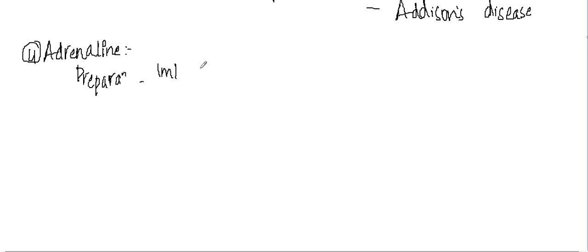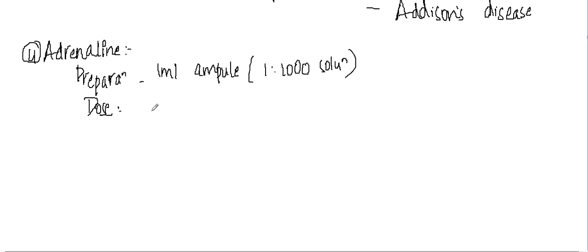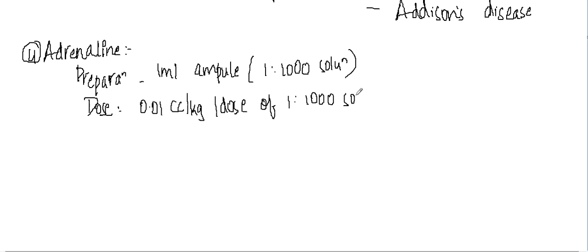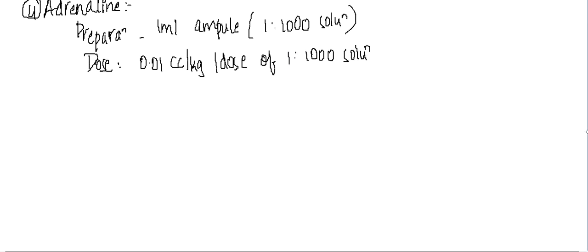1 ml ampule, which is seen in 1 in 1000 solution. Okay, the dose of this adrenaline is 0.01 cc per kg per dose of 1 in 1000 solution. If the solution is 1 in 1000, then the dose is 0.01 cc per kg per dose.